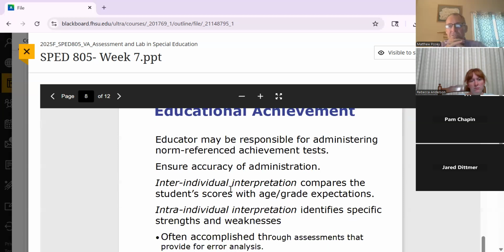When we look at educational achievement, the educator is going to be responsible for administering norm reference tests, educational professionals, psychologists, psychometrists, and basically to ensure accuracy of the administration. We want to make sure that we're following the protocols and we're getting an accurate administration of that test. We don't want those results to be, excuse me, skewed.